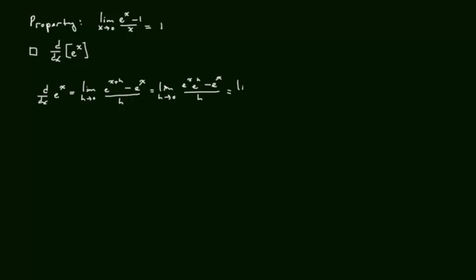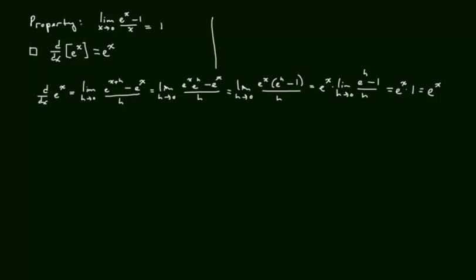Now I'm going to factor. This is the limit as h goes to 0. I'm going to factor out an e to the x, which leaves me with (e to the h minus 1) over h, which gives me e to the x times the limit as h goes to 0 of (e to the h minus 1) over h. Then that property that we assumed in the beginning told me that's equal to 1, so the result is e to the x. Crazy, right? That the derivative with respect to x of e to the x is itself. Wow, digest that for a minute.